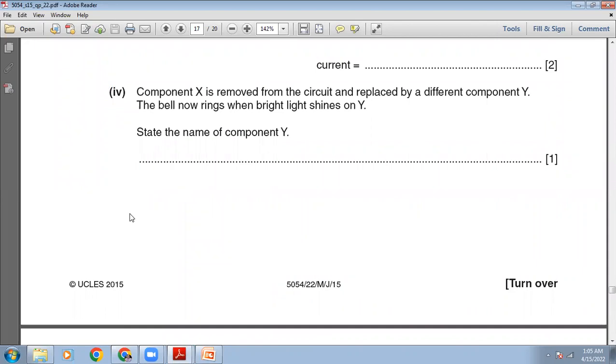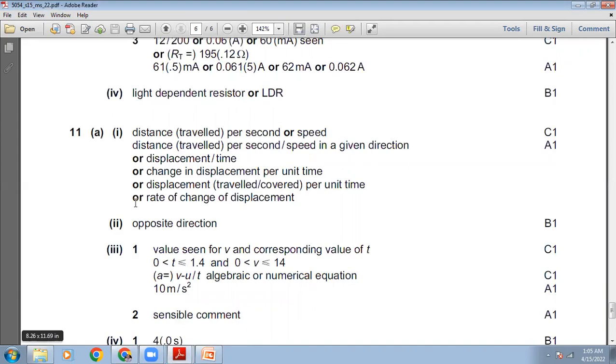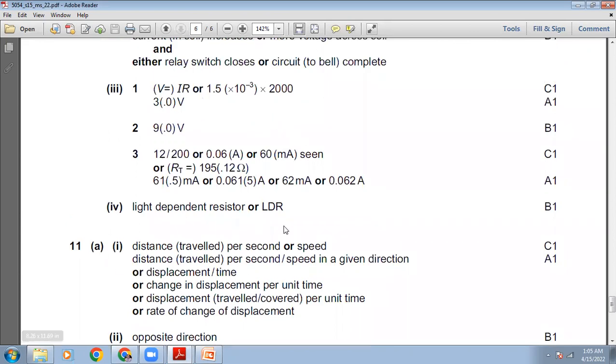Component X is removed from the circuit and replaced by a different component Y. The bell now rings when the bright light shines on the Y. So state the name of the component whose resistance changes by the brightness of the light, and that is light dependent resistor, LDR. Yeah, LDR is the right answer, sir. So our answers are right.